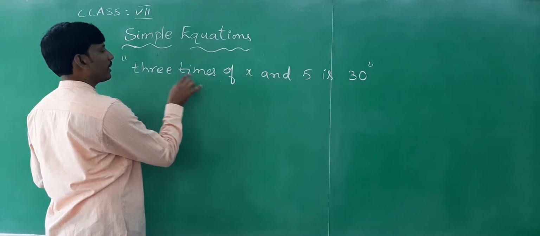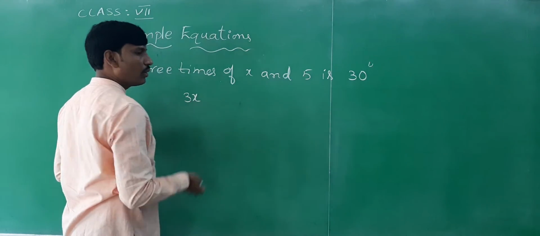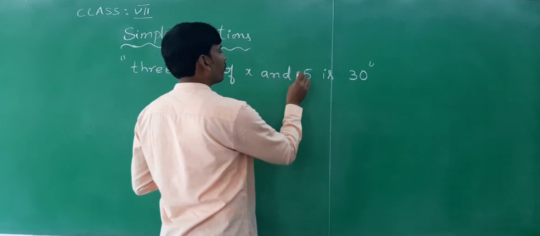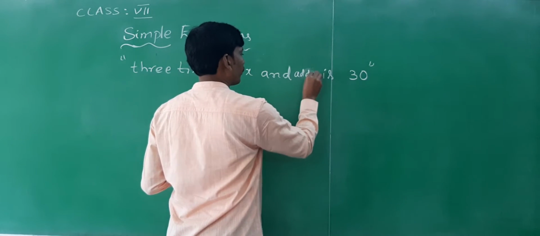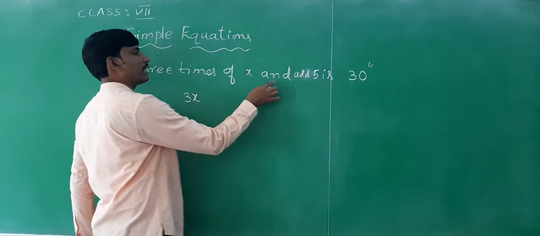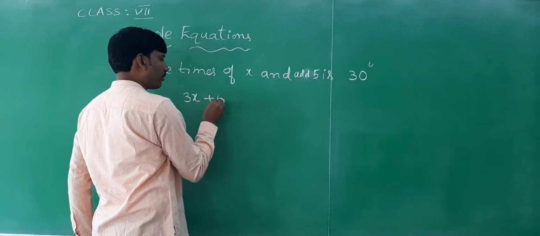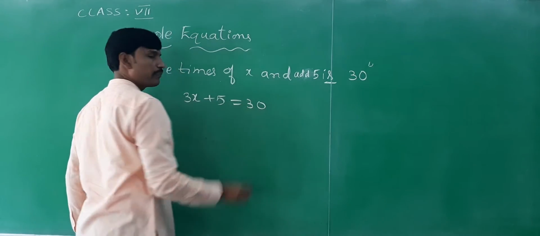See this here. 3 times of x, that is 3x, and 5. So we are adding 5. 3 times of x and add 5. Here you should write, don't get confused, by adding 5 is 30. I am going to multiply 3 times of x, and I am adding 5, which is equal to 30.